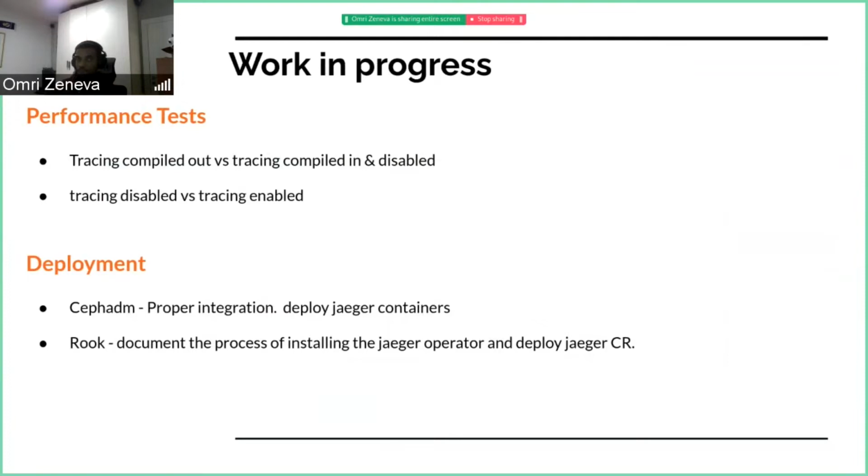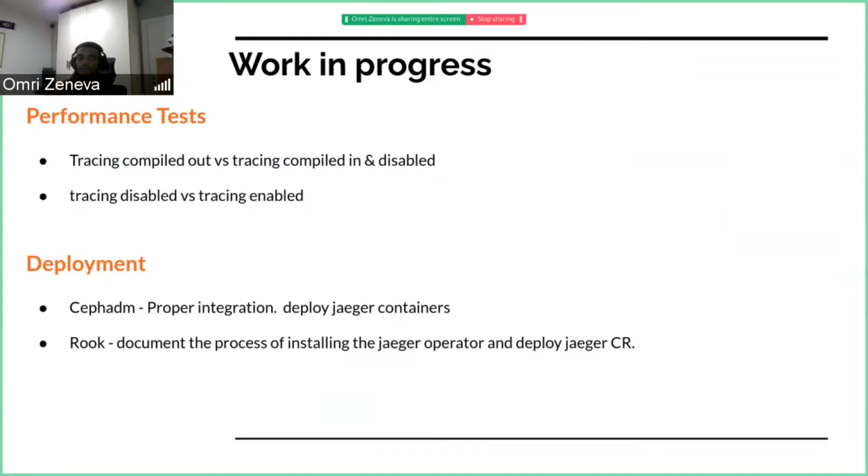We are currently working on performance testing. We want to compare several approaches. We want to compare tracing compiled out versus tracing compiled in and disabled, which is the default state. We also want to compare tracing disabled versus tracing enabled, which is when most of the runtime cost is happening in the tracing.